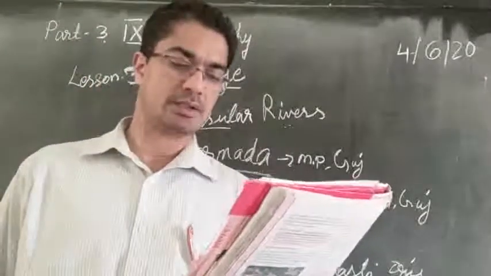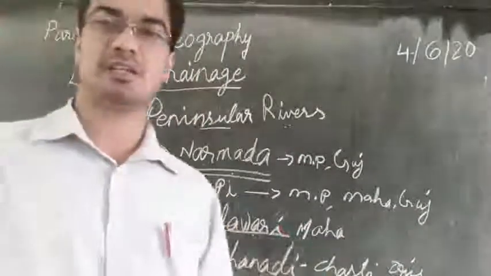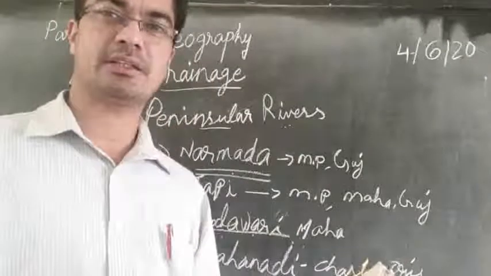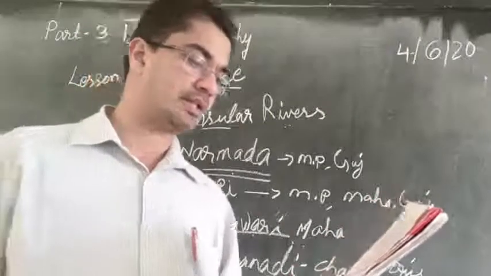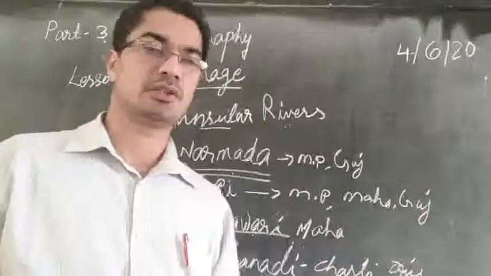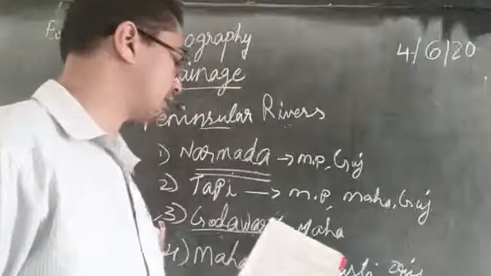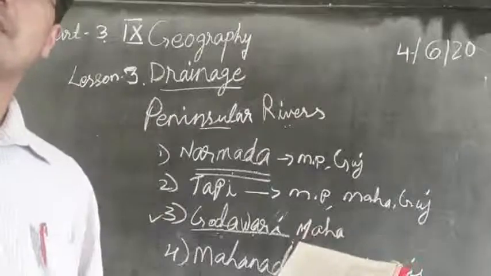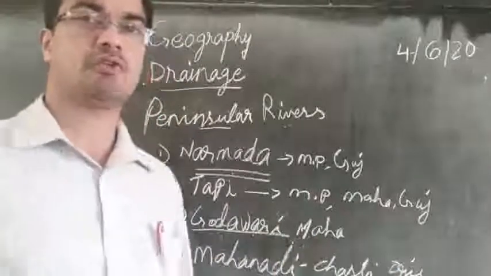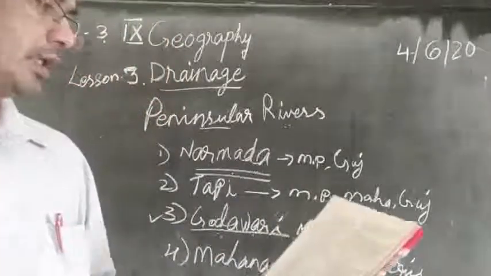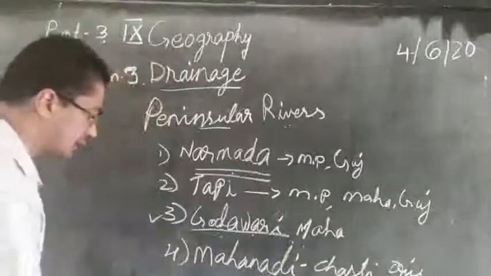The length of the river is about 860 kilometers. So it is not very long compared to other rivers. It is less than 1000 kilometers, only 860 kilometers. Its drainage basin is shared by Maharashtra, Chhattisgarh, Jharkhand and Orissa. So which states is it going through? Maharashtra, Chhattisgarh, Jharkhand and Orissa. These four states get water from the Mahanadi. Then another river is Krishna.